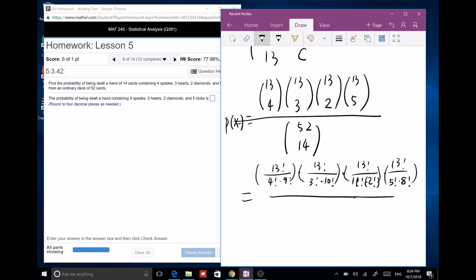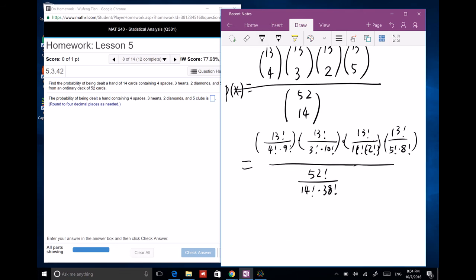Okay, find each. It's better you find one number, write it down. Find another number, write it down. Find this number, write it down. Find this one, write it down. And then the bottom, find the number, then write it down. 52 factorial over 14 factorial times 38 factorial. Okay, then this will give you the answer for this problem.